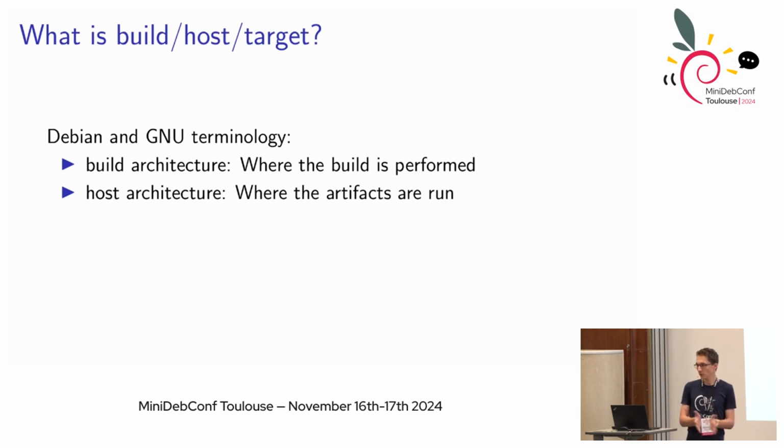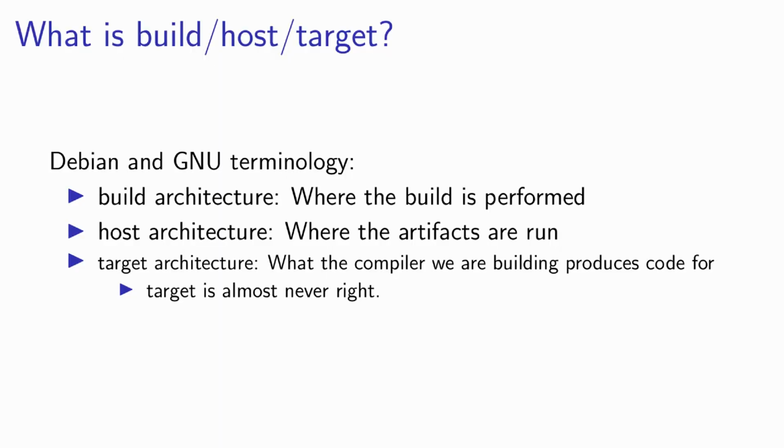Common question for cross-building, what are build, host and target? Unfortunately, the answer is not that easy. There are multiple different projects that have different ideas on what those mean. Debian and GNU happen to agree on build being the machine you perform the build on, and host being the machine where you actually end up running stuff. And then there also is target, which you almost never need unless you're writing a compiler. That's what your compiler does stuff for. But most of the time when you see target in a Debian package, it probably is wrong, unless it's GCC.